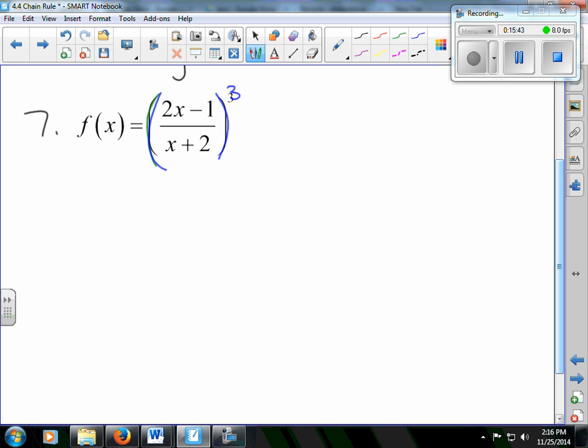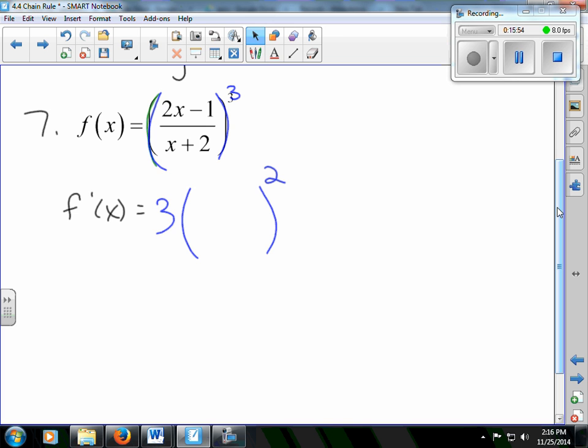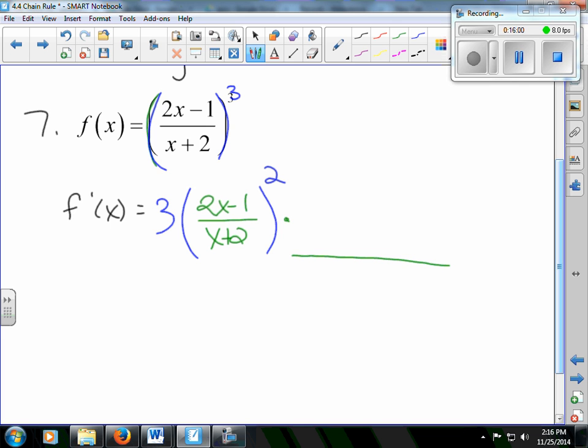And so when I take the derivative of f, I want to do the outside part first. 3 squared. The only problem is that my inside is not very pretty. It is a quotient. And so when I multiply by the derivative of the inside, well, the inside is a quotient. And when I take the derivative of the quotient, I have to use the quotient rule.